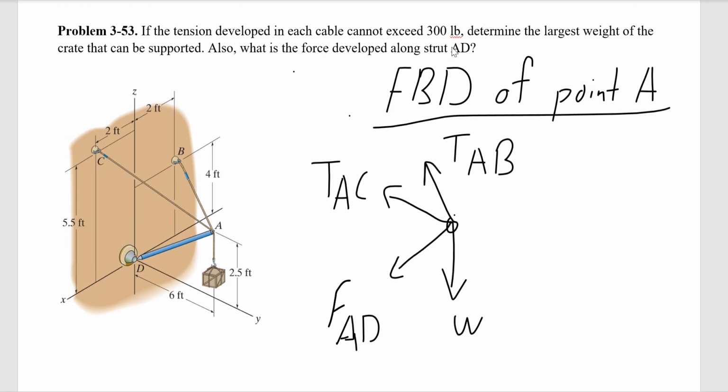But the question is giving us another piece of information, that the tension in each cable cannot be more than 300 pounds. That doesn't mean that we can replace the tensions TAB and TAC by 300. That means that one of them will reach 300 first, the one that carries the largest portion of the load. So I will find which one carries the largest load and I will replace that one with 300 pounds.